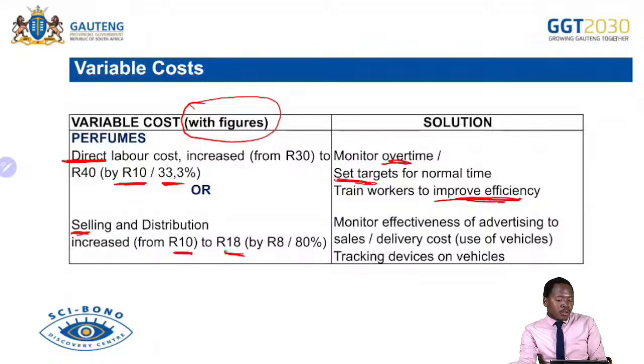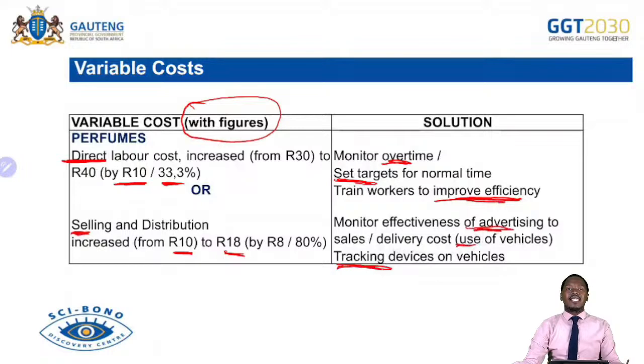Now, again, how do I improve my selling and distribution to be well controlled? I'm going to monitor advertising. And then also I will check the use of delivery vehicles. And then I will also track these vehicles when they go and deliver.